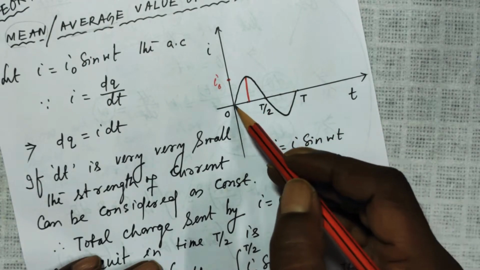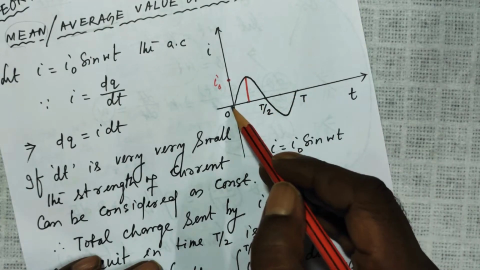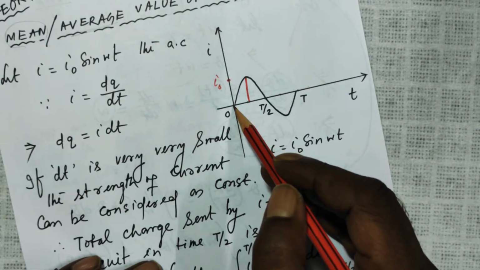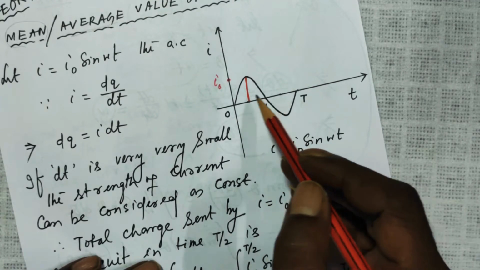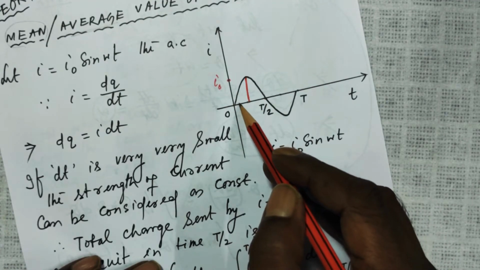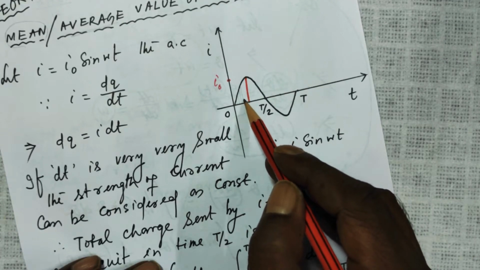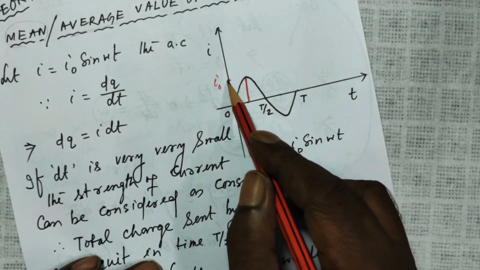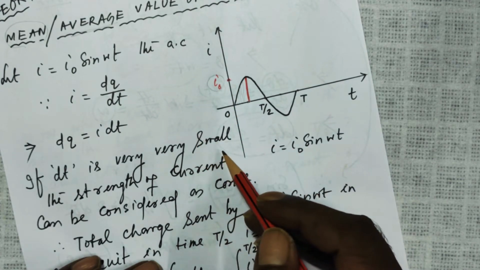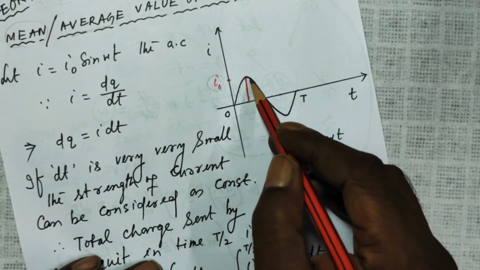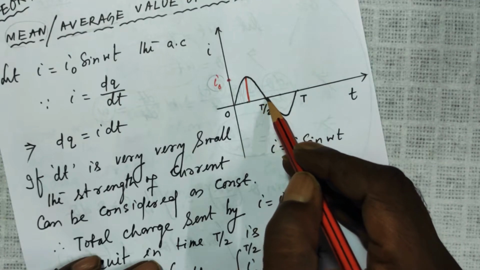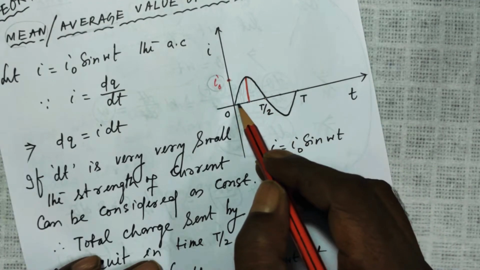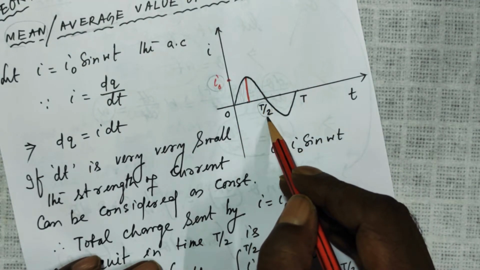And look at the diagram at this point. At t is equal to 0, I is equal to 0. As time is increasing, the value of this current is increasing. Look, it is increasing. It becomes maximum here. This maximum value is called I naught. And then it starts decreasing. Here it becomes 0. From here to here the time is called T by 2.